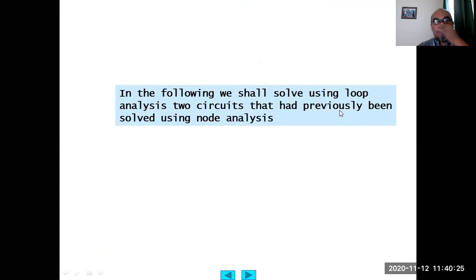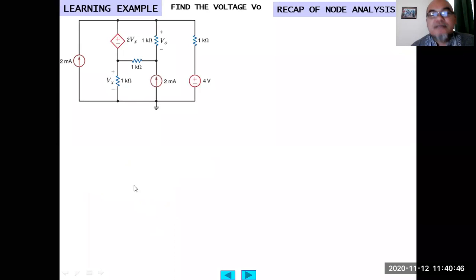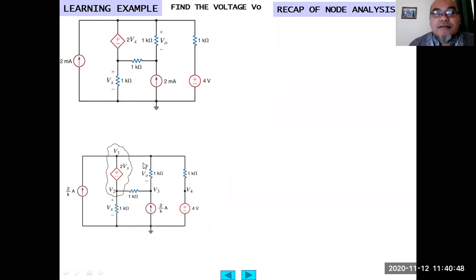In the following we shall solve using loop analysis two circuits that had previously been solved using node analysis. So this is one of the circuits. We first recap the node analysis approach, then we solve using loop analysis. This is the circuit that I think we did in the node analysis discussion. Here we use the supernode, and the other nodes are written here. So V4 is 4 volt, this one.